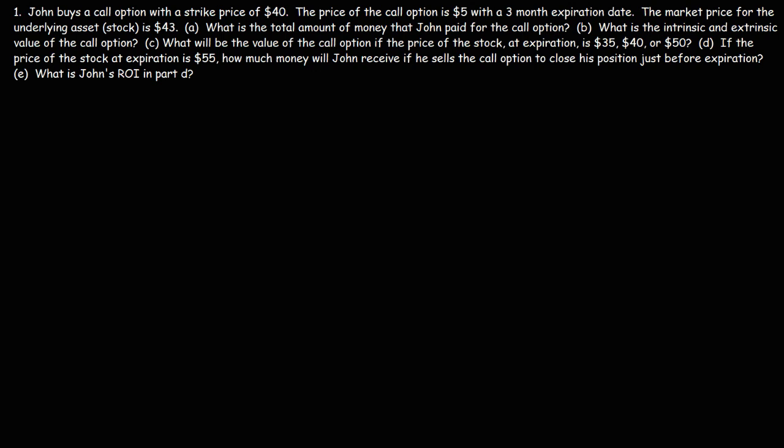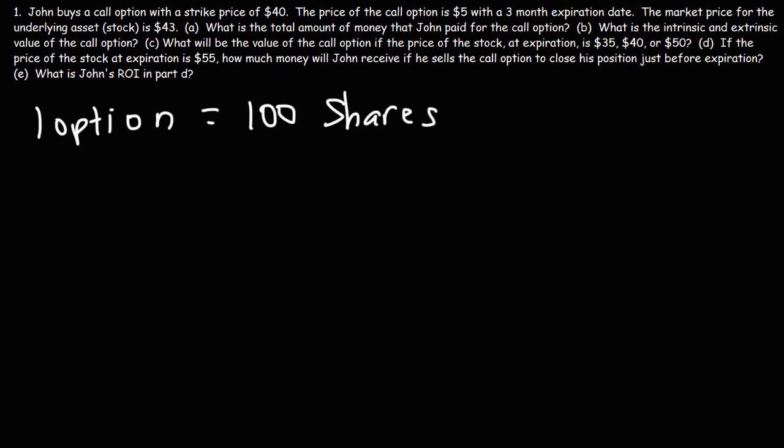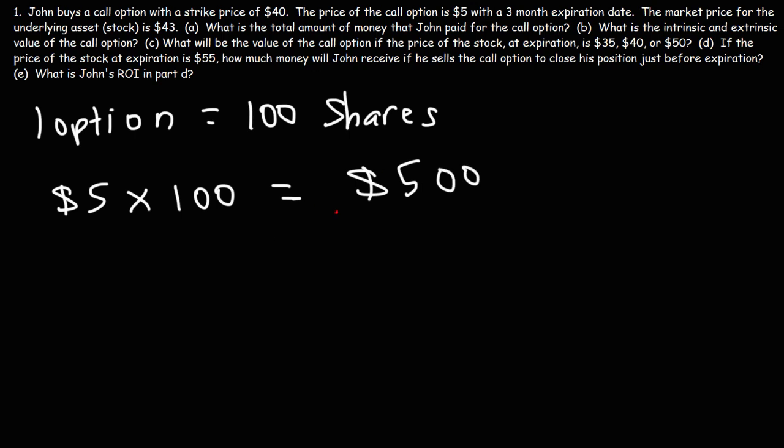So now, how can we determine the total amount of money that John paid for the call option? Is it simply $5? The answer is no. One option contract controls 100 shares of stock. So when John buys a call option for $5, the total amount of money that he's spending is 5 times 100. So he is spending $500.